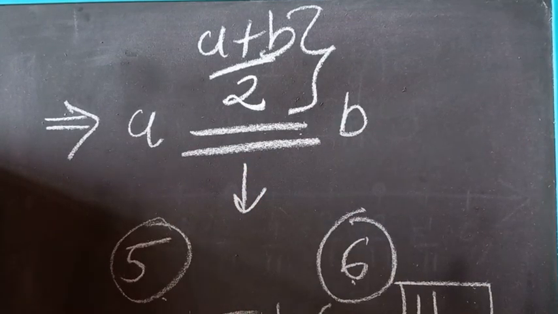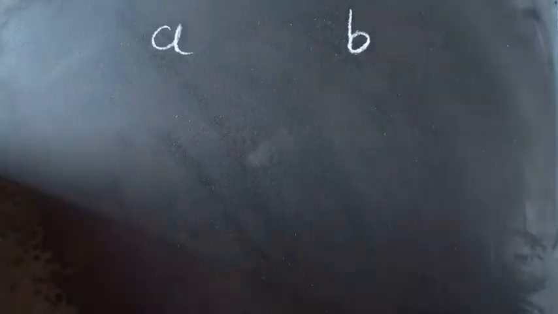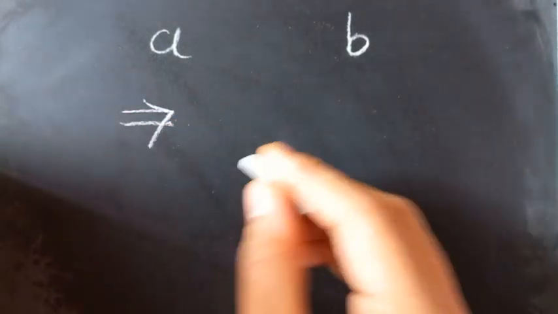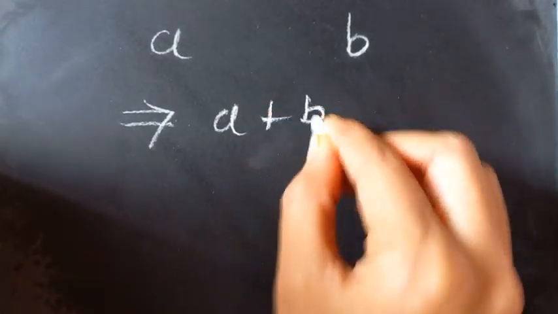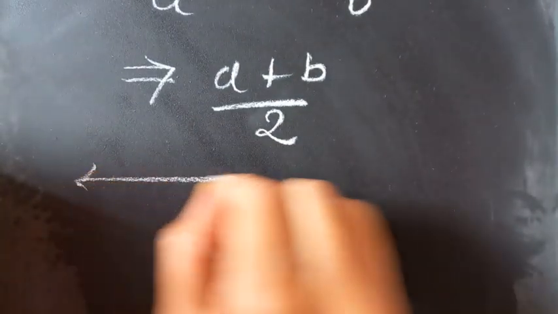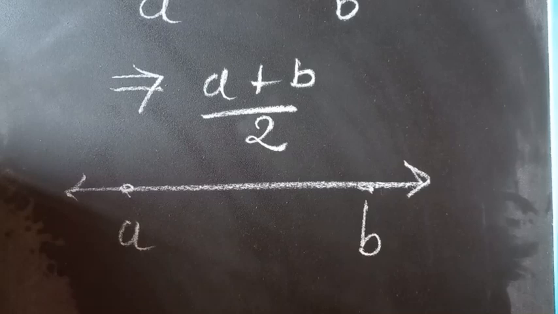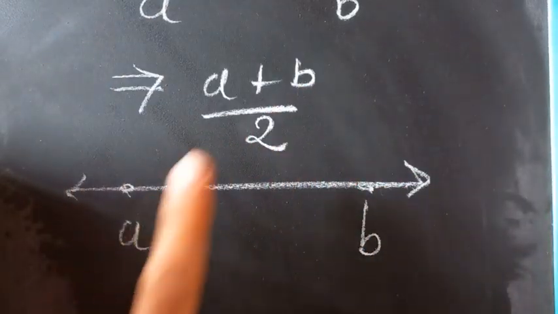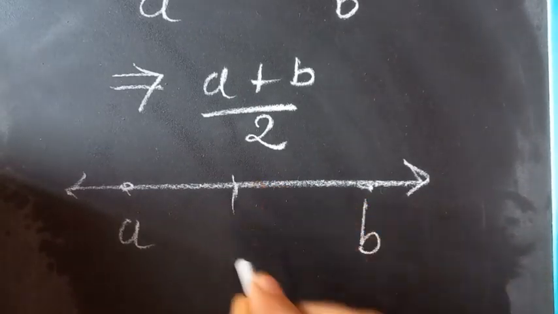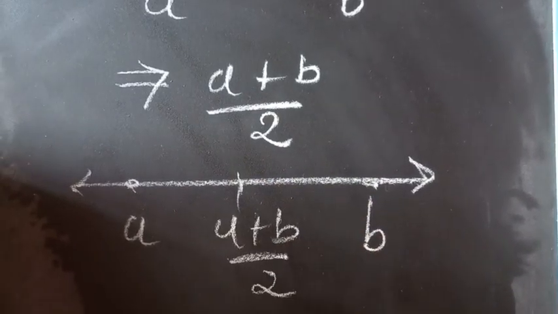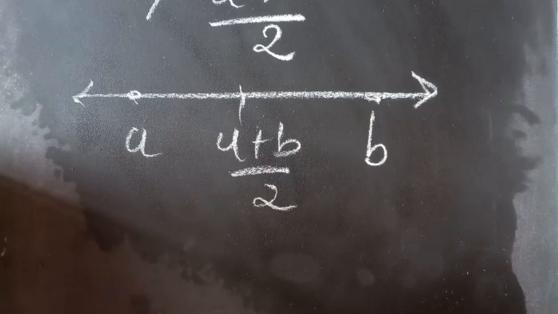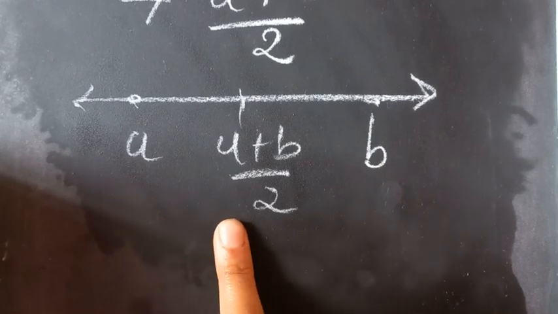If you are asked to write three rational numbers, then what do you have to do? Let's check. We have numbers a and b, and you find one rational number, (a + b)/2. Let's represent it on the number line. So this is a and this is b, and we learned that (a + b)/2 is the mean of a and b, so it is in between a and b. Now you are asked to find three rational numbers between a and b. One is already found.